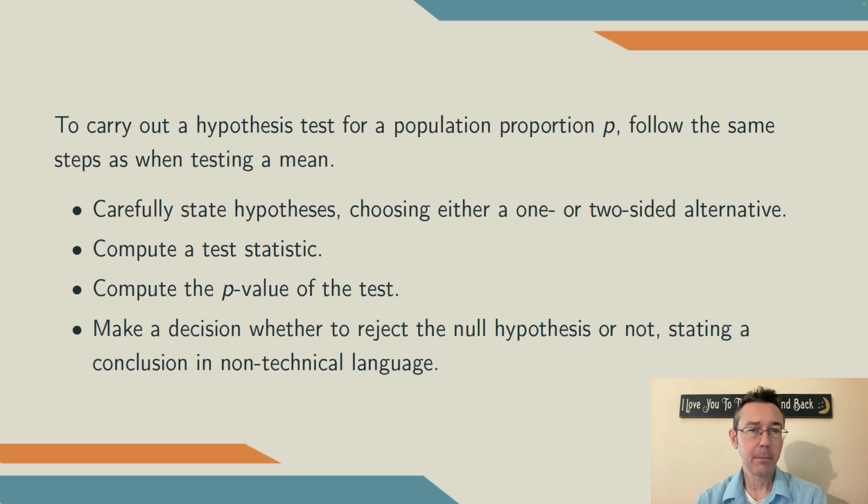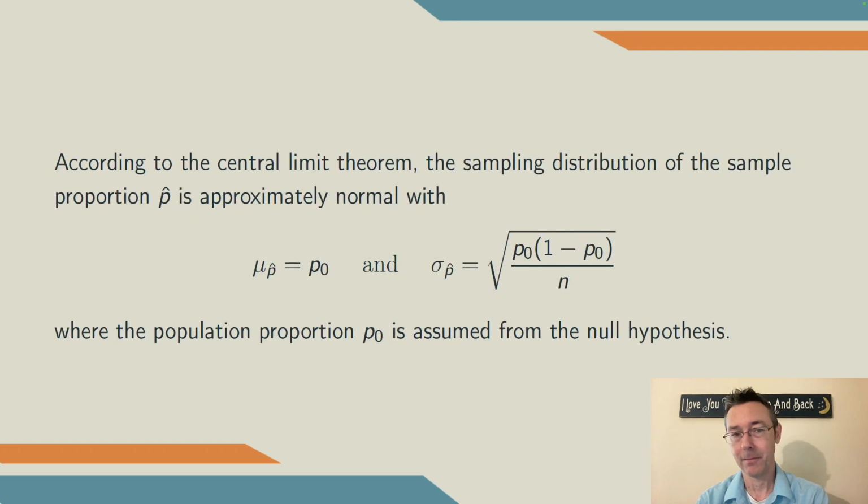The process for such a hypothesis test is really identical to the process for a hypothesis test for the mean. You start by stating null and alternative hypotheses carefully. You need to choose wisely between a one-sided and two-sided alternative. You compute a test statistic using your sample data, and then use that test statistic to compute a p-value for the test. You then use that p-value to make a decision about whether to reject the null hypothesis or not. Ultimately, you want to state your conclusion in ordinary human language, saying something that a non-statistician can understand.